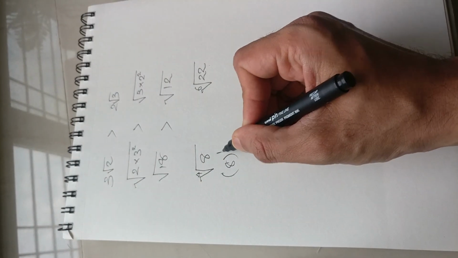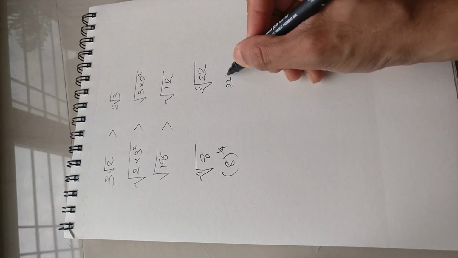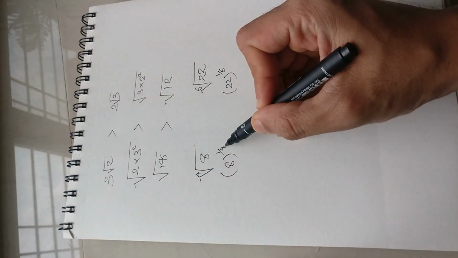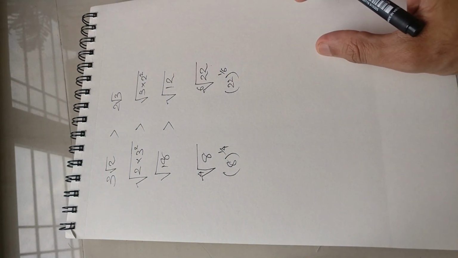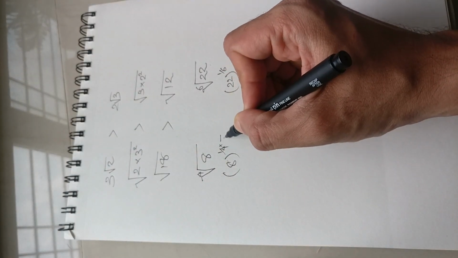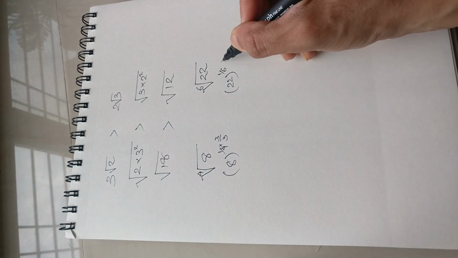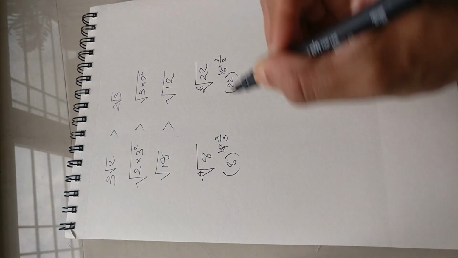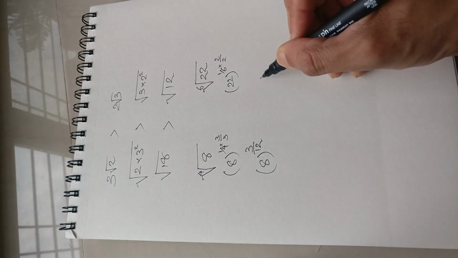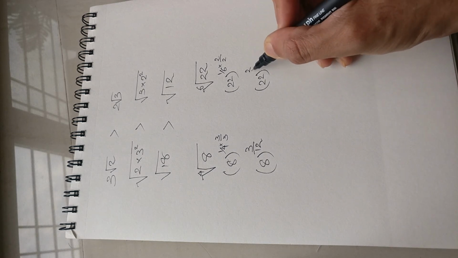So 8 raised to 1 by 4, 22 raised to 1 by 6. Now you must take the LCM of the denominators of the powers, that is 4 and 6. What is the LCM of 4 and 6? The LCM of 4 and 6 is 12. So you must multiply and make this 4 into 12. So multiply numerator and denominator by 3. Here multiply the numerator and denominator by 2. So this becomes 8 raised to 3 by 12, and this becomes 22 raised to 2 by 12.